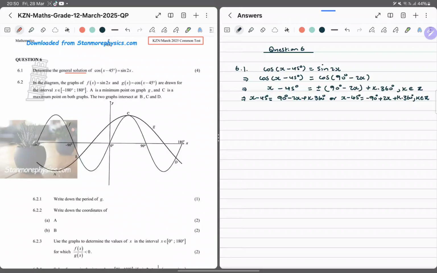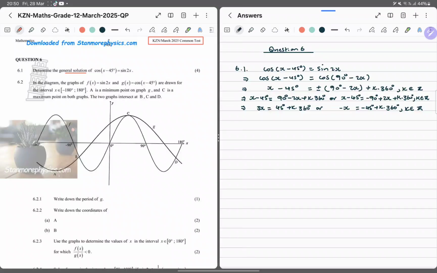Now we just transpose the 2x to the other side. It becomes 3x equals, we bring in 45, 90 minus 45 is just 45 degrees, plus k times 360 degrees, or we bring in the x, we get minus 2x plus x, we get minus x, equals, we move 45, minus 90 plus 45, it's going to be minus 45 degrees, plus k times 360 degrees, where k is an element of integers, okay?